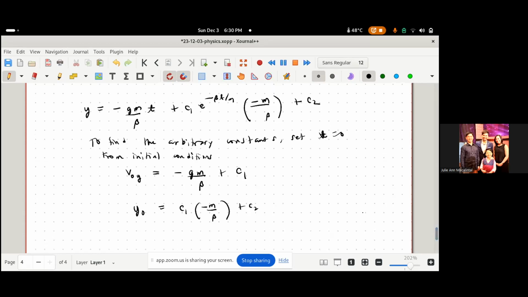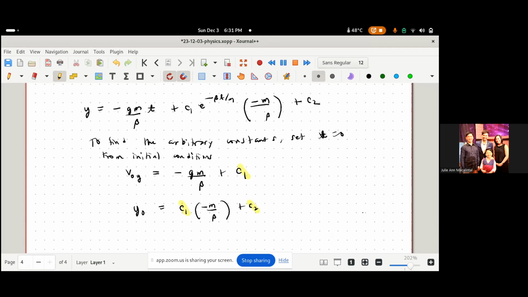So, we have two equations with two unknowns. Yung unknowns, ito, yung V0y at saka Y0, ina-assume yan na given. So you should be able to solve for C1 and C2 using this method. Ano yan eh, medyo tricky siya.